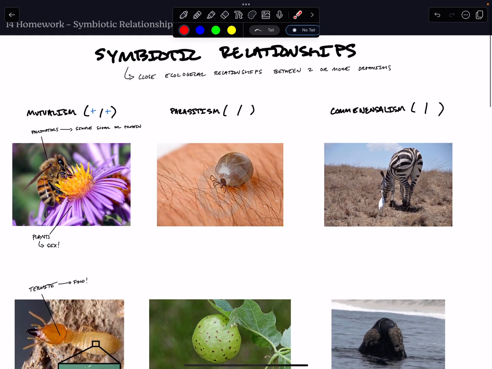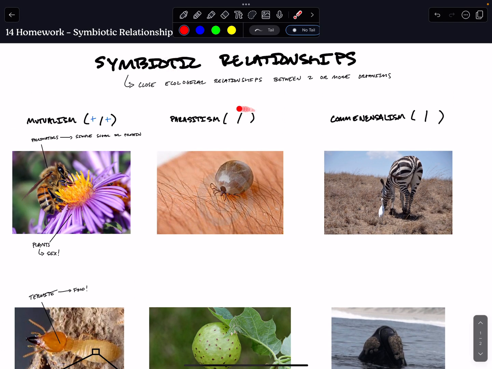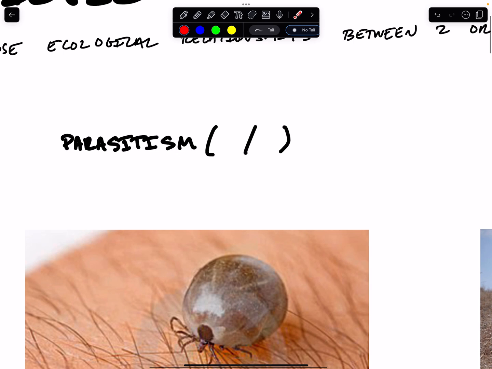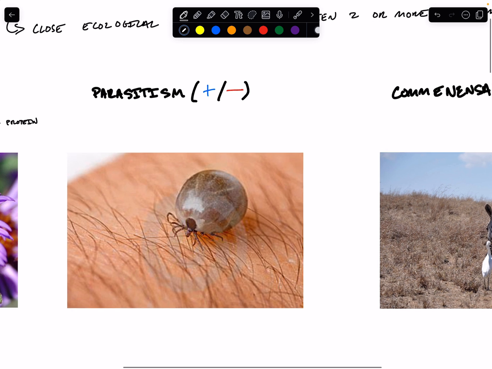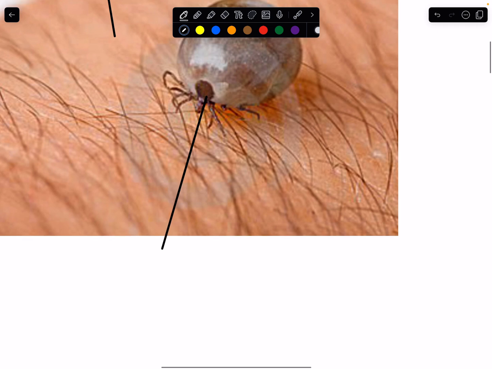Okay, the next example that we have of a symbiotic relationship is parasitism. This relationship is good for one, it's good for somebody, but it's bad for somebody else involved in the relationship. Okay, so here is an example of parasitism. Here we have a human, and here we have an engorged tick.